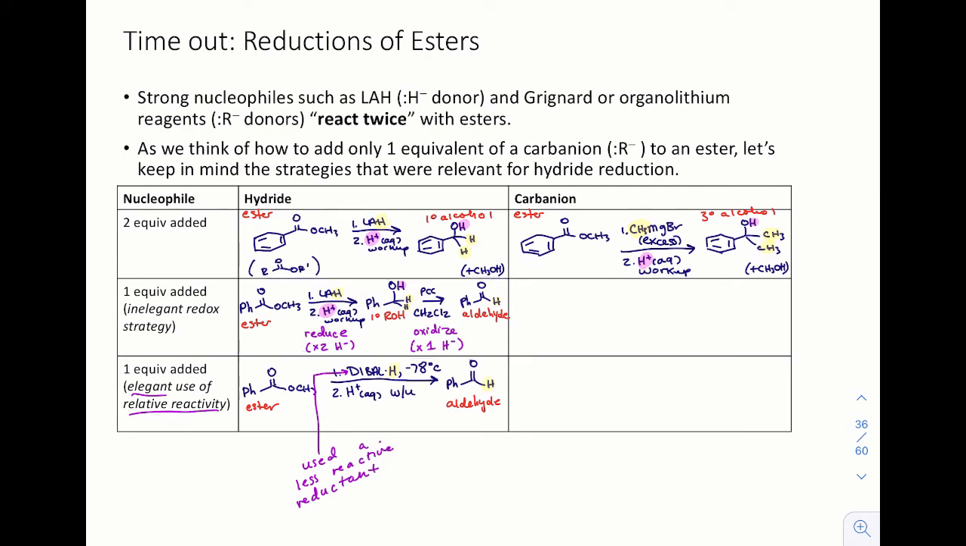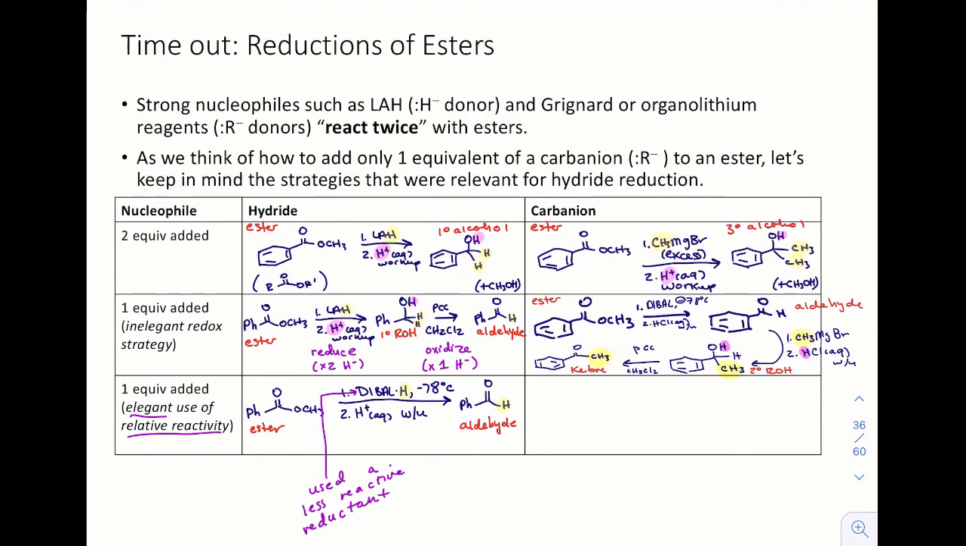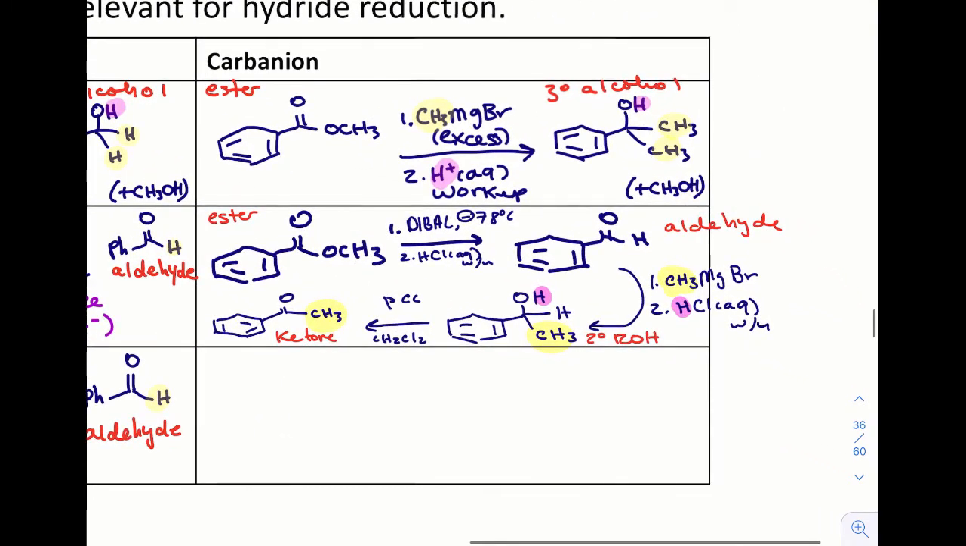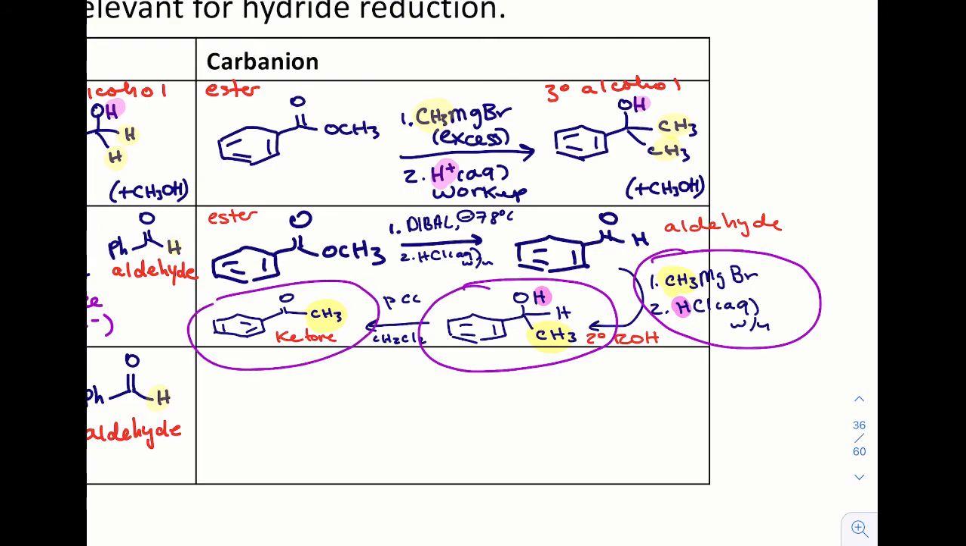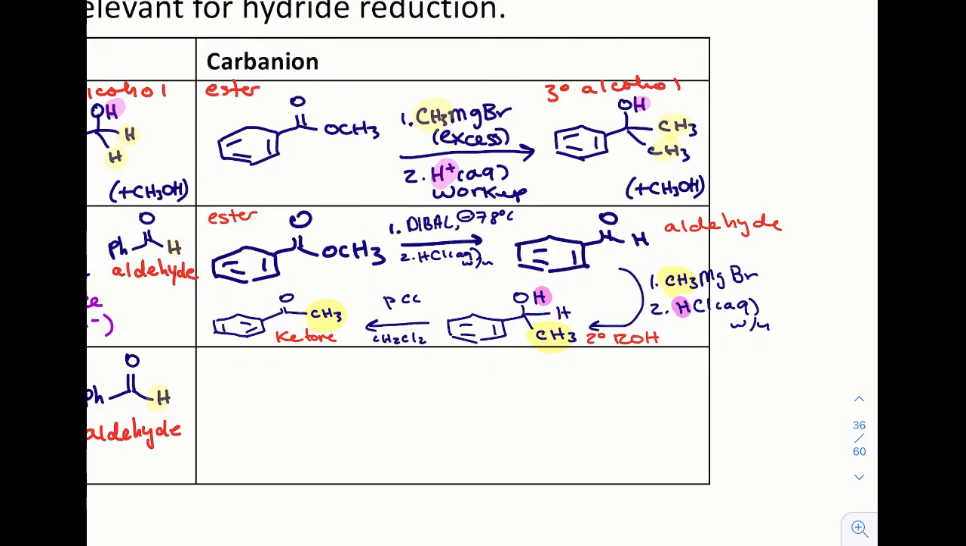And then we learned the beautiful direct route, right? We used a less reactive reductant, essentially DIBAL. We were able to add just 1 equivalent of hydride. We just discussed the inelegant strategy for adding 1 equivalent of carbanion to an ester. That involved DIBAL reduction to make the aldehyde. The aldehyde is then treated with methyl magnesium bromide, yielding a secondary alcohol, which we would oxidize back up to the ketone. Wow, that's a lot.